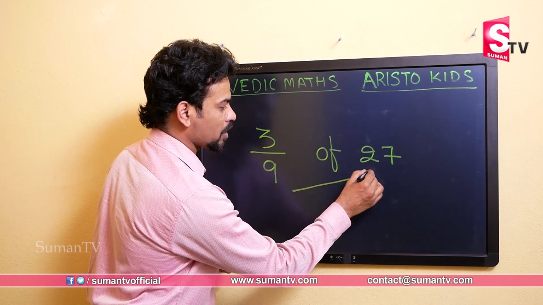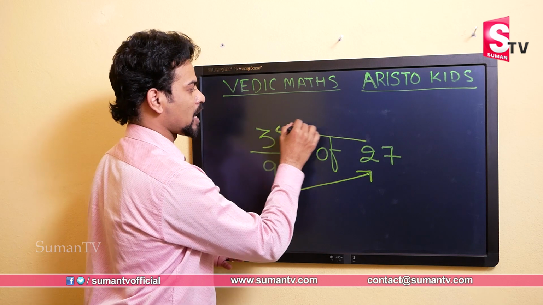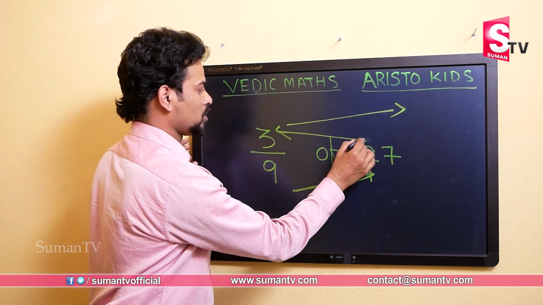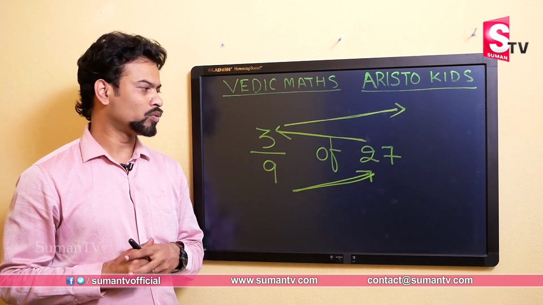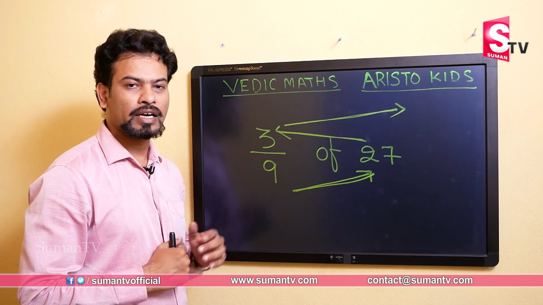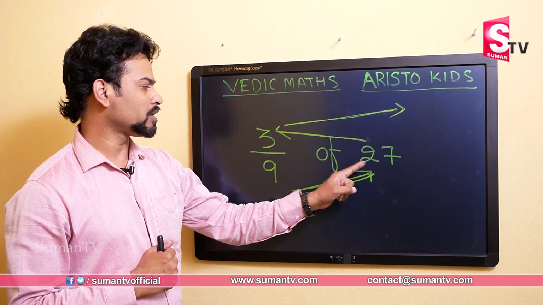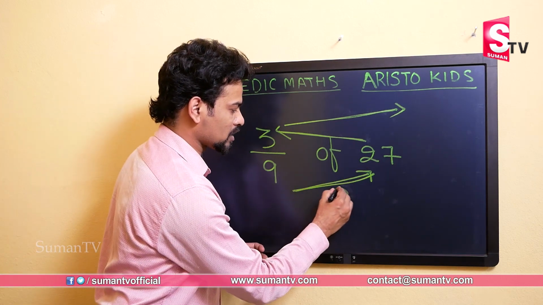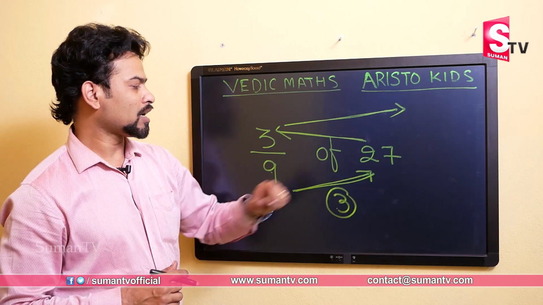I am doing an arrow like this, then an arrow like this, and then an arrow like this. So it's a zigzag method. Understood? So first we will read the table of 9. 9 ones are 9, 9 twos are 18, and 9 threes are 27. So we got the first answer, that is 3. Okay, so 9 threes are 27.